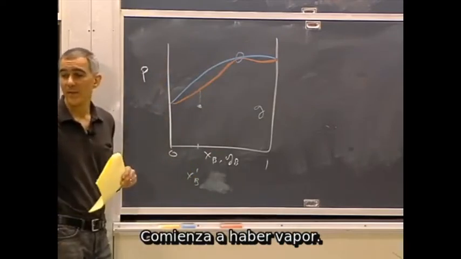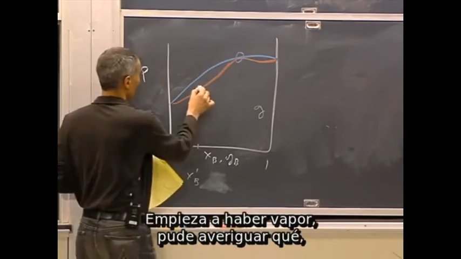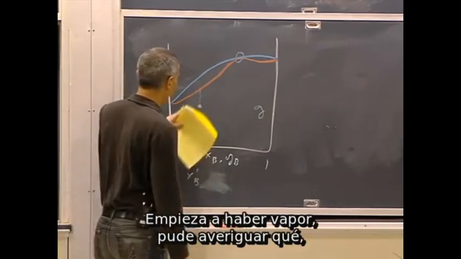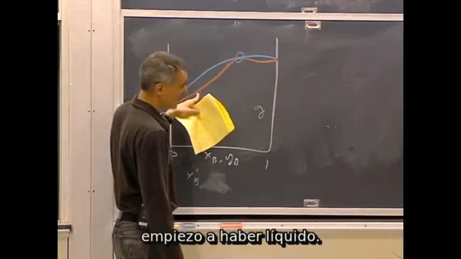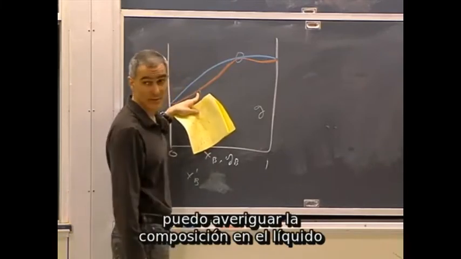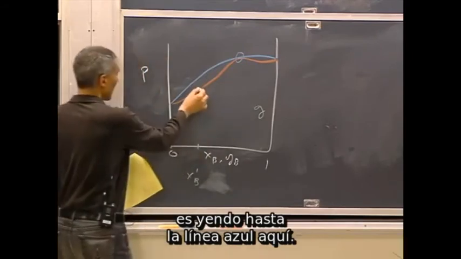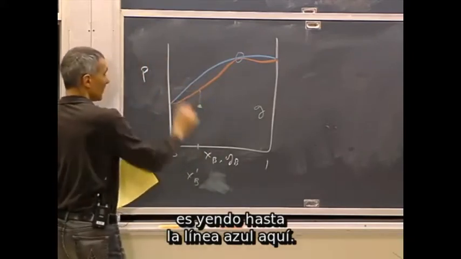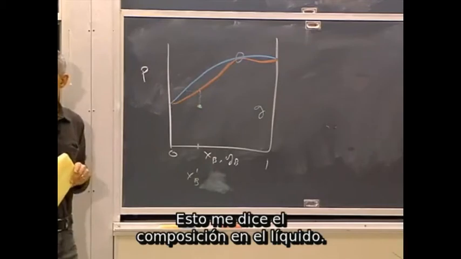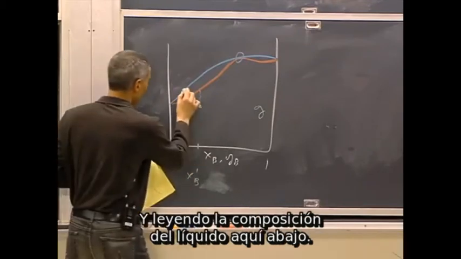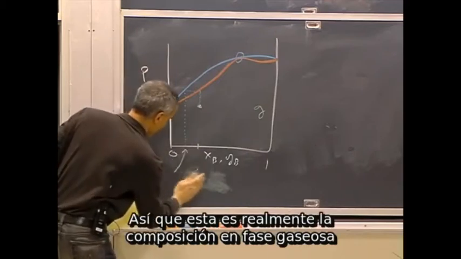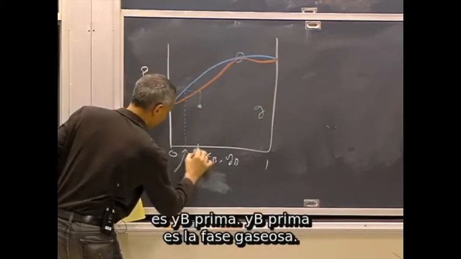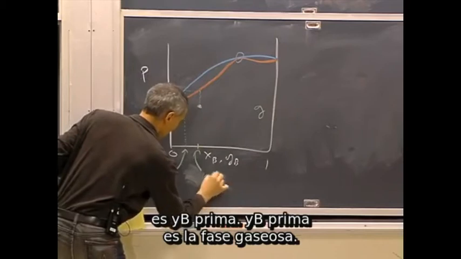You start making vapor. Sorry, I start making liquid. I can find out what the composition in the liquid is by going over to the blue line here. That tells me the composition in the liquid, and reading off the composition of the liquid down here. So this is actually the composition in the gas phase, YB prime. YB prime is the gas phase.